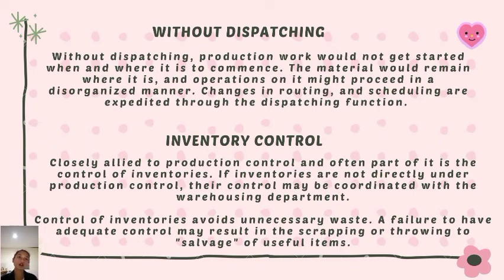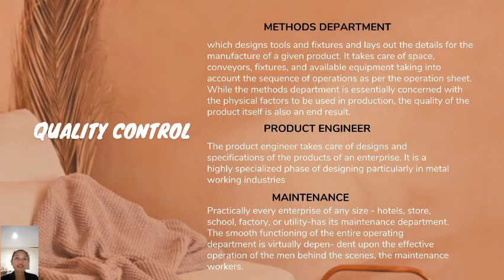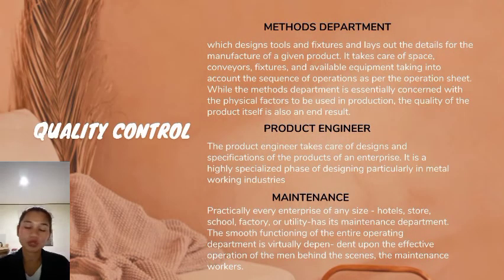So the goal of inventory control is to guarantee that there is always an appropriate supply of supplies on hand to meet operations needs. The scrapping or discarding of useful goods could happen if there is insufficient control over incoming materials. Materials should be carefully planned ahead of time to avoid delays and interruption in actual manufacturing. So the next slide is the last subtopic, which is quality control.